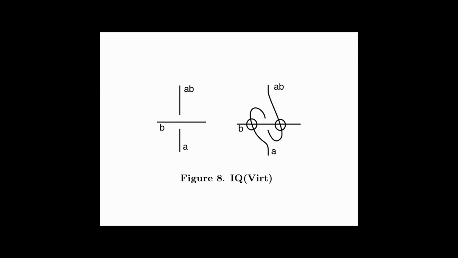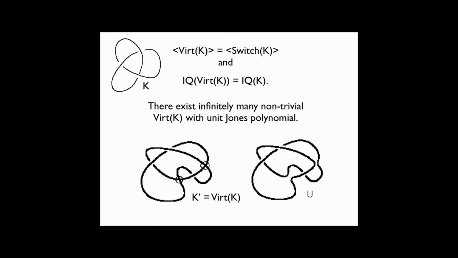In other words, the quandle that you would assign to the diagram on the left is the same as the quandle that you would assign to the diagram on the right. Virtualization leaves the quandle alone. Virtualization changes the Jones polynomial, as we saw, from the Jones polynomial of the knot with that crossing to the crossing switched. But it doesn't change the quandle. And so that means that we can now be more subtle in our analysis of the trefoil.